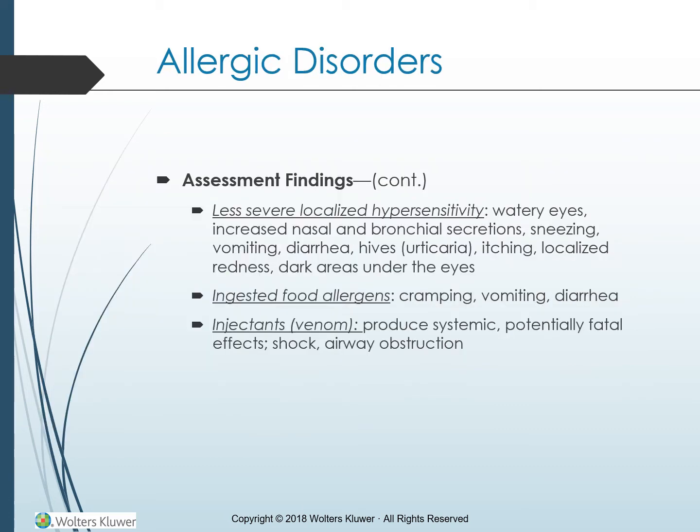Assessment findings in review: less severe localized hypersensitivity includes watery eyes, increased nasal and bronchial secretions, sneezing, vomiting, diarrhea, hives, which is called urticaria, itching, localized redness, dark areas under the eyes. Ingested food allergens cause cramping, vomiting, diarrhea, and injectants such as venom produce systemic, potentially fatal effects, cause shock and airway obstruction.